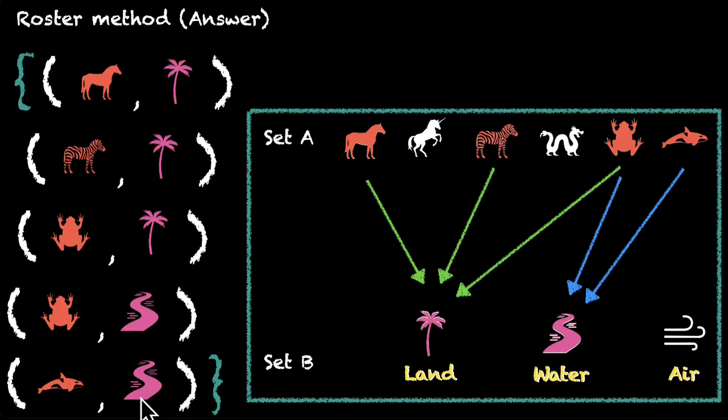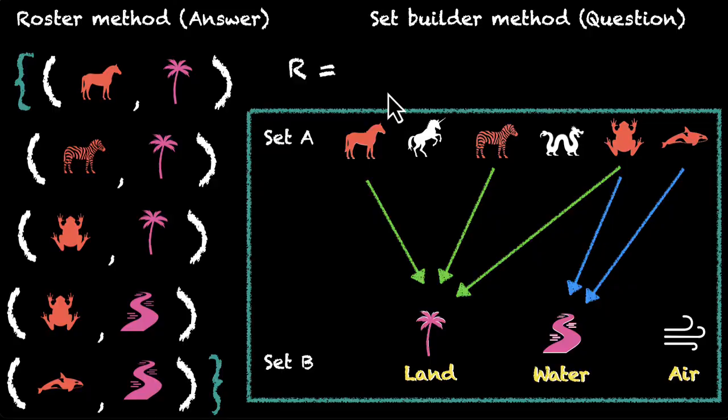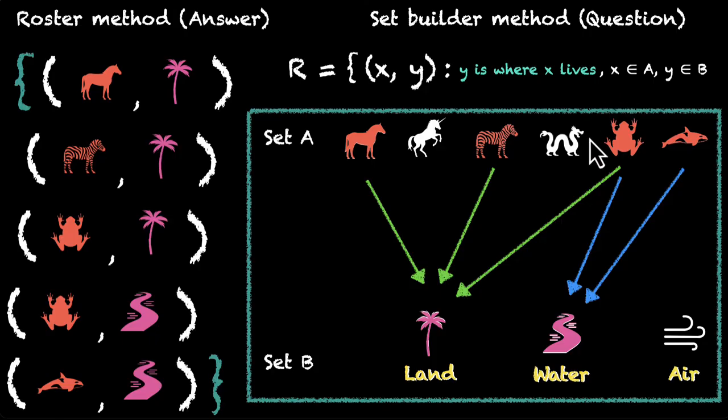And the way to write this in the set builder method is like this. We have R, that's the set of all (X, Y), these are ordered pairs, such that, and after such that you'll have a condition. Just like we have for other sets, we'll have it for relation as well. The condition is Y is where X lives. And you have X belongs to A and Y belongs to B, and you close the bracket. That's how you write it in the set builder method.